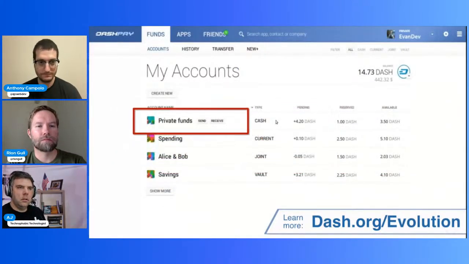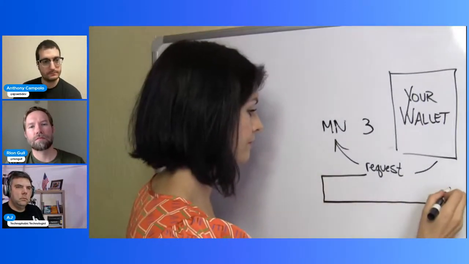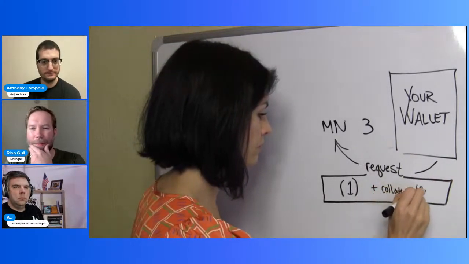If this sounds like a less than perfectly intuitive process to you, don't worry, it is, which is why Evolution is being designed to make this pretty much obscured away. That is, one ought to be able to simply put any amount of Dash into one's private account, and all of the rest of it just happens. But in case you're the kind of person who likes to know how things work under the hood, there is Dash PrivateSend.